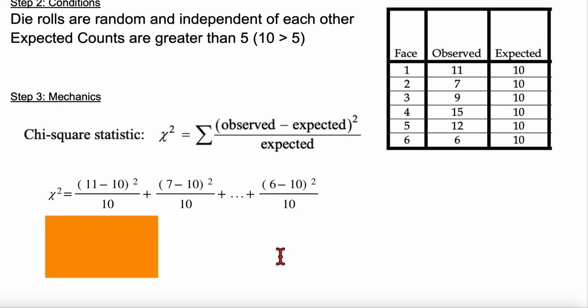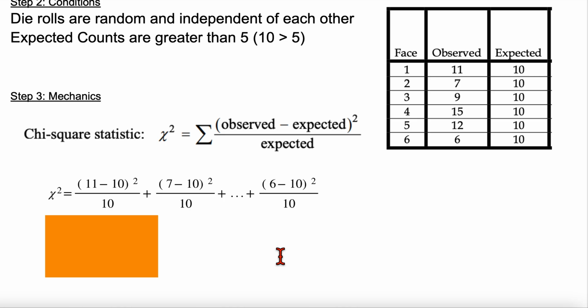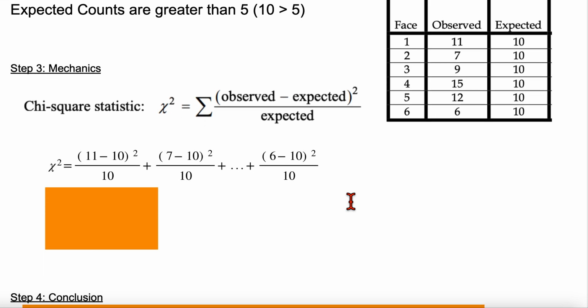And again, you don't need to show every single component of the chi-squared statistic. Each one of these is called the chi-squared component. You just have to show that you understand how to plug into the formula. So I showed the first 2 and then the last one, and I put plus and then dot, dot, dot, and plus to show the AP readers that I understood how to plug in to the chi-squared statistic formula. So this is the work you must show in order to get full credit on the free response question.